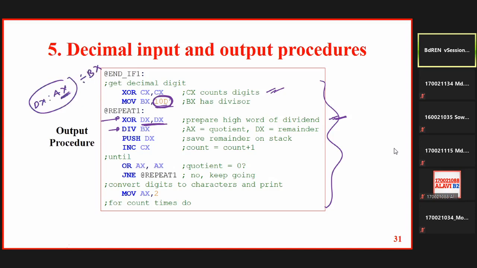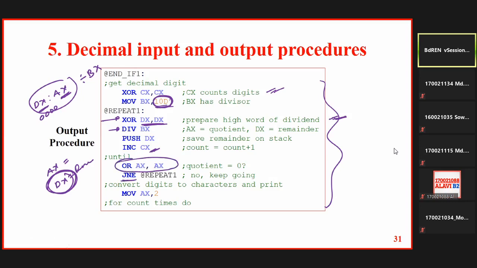So ax has our input, and dx we have cleared, making 0000. After doing the operation, ax will have the result and dx will have the remainder. So we'll push this dx in the stack and we'll increase cx, to count the number of remainders. And we'll check whether ax has got to 0 or not.